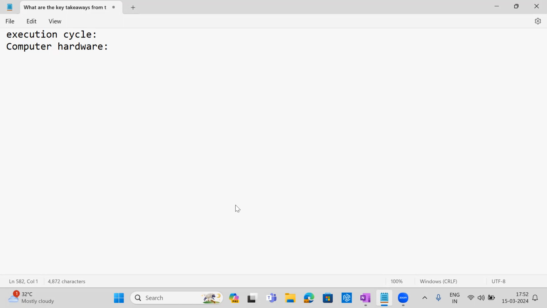So the hardware can be a monitor, which looks like a television screen. It can be a keyboard, it can be a mouse, it can be a speaker, it can be a printer.